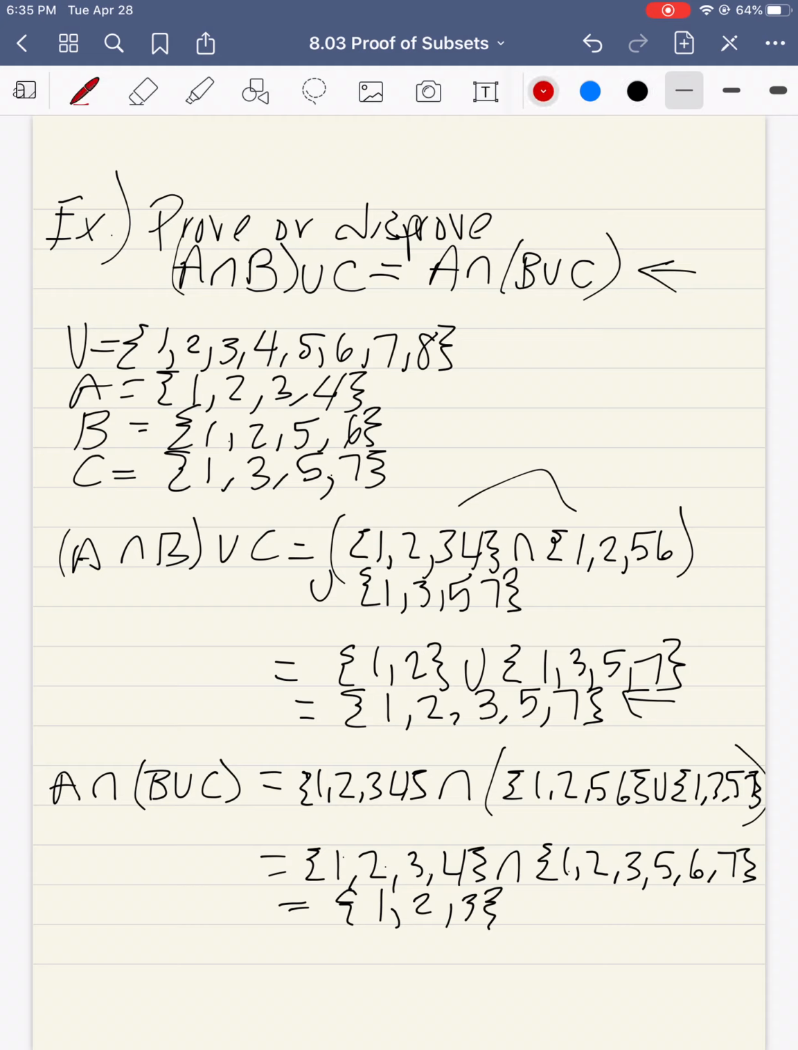So as you can see, these two sets are not equivalent, so therefore we have just disproved this claim.